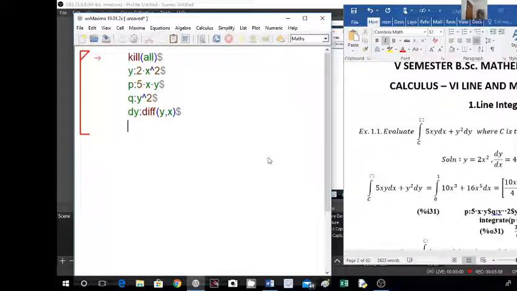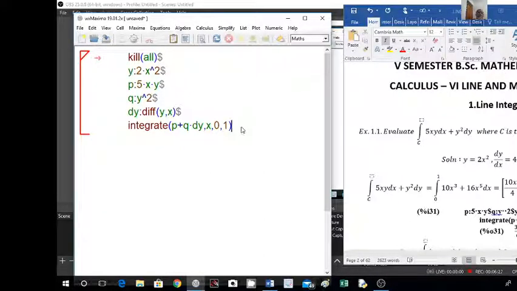So here the command is integrate p plus q star dy. So this is to be integrated with respect to what? With respect to x. What are the limits of x here? 0 to 1 here. That is comma 0, comma 1.